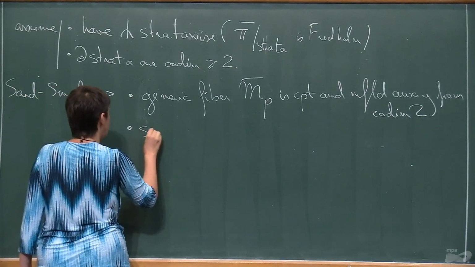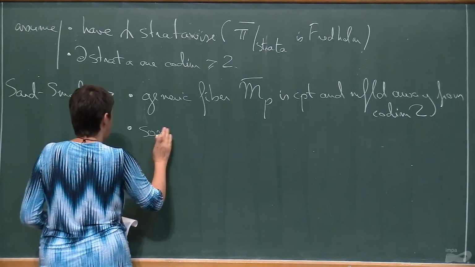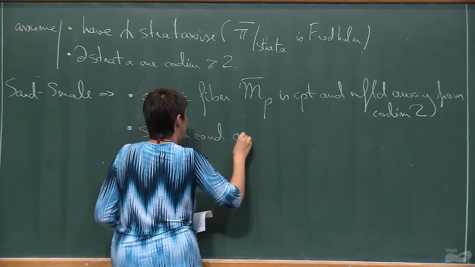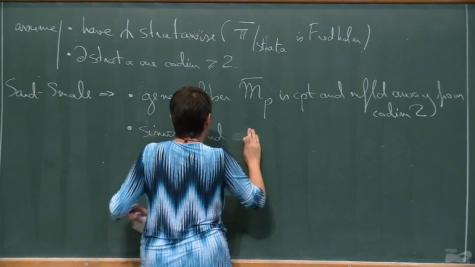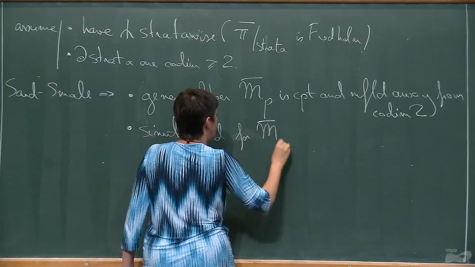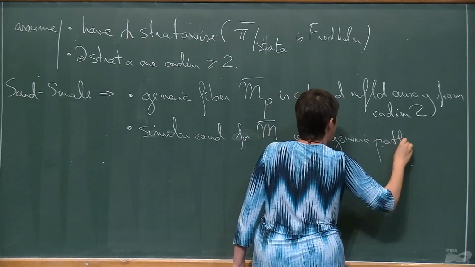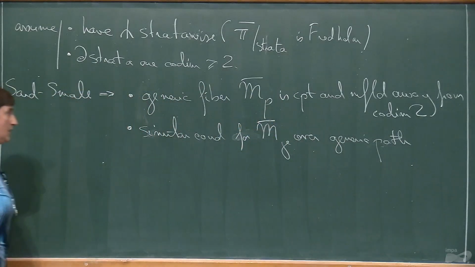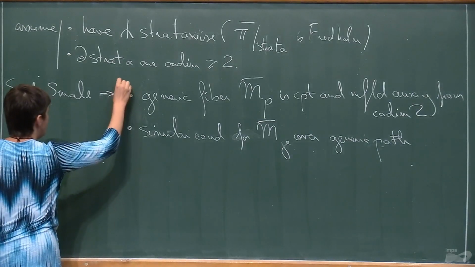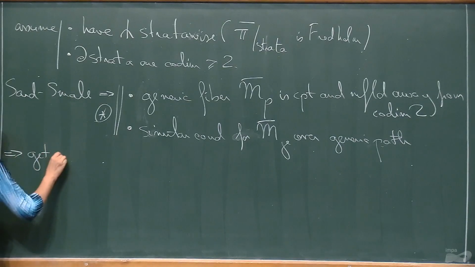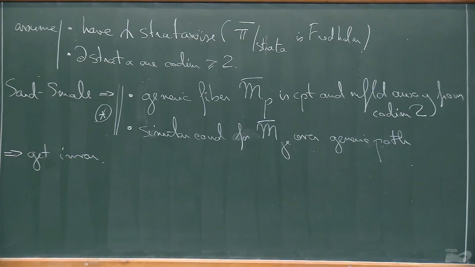A similar condition for the moduli space M gamma over a generic path. This moduli space will be a manifold with boundary, but again, away from codimension 2 strata. So that's what classically Sard-Smale will give us. We'll call this condition star. And then, of course, this is good enough to get invariance. So that's the classical situation.